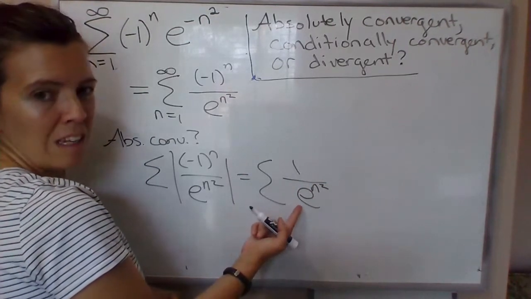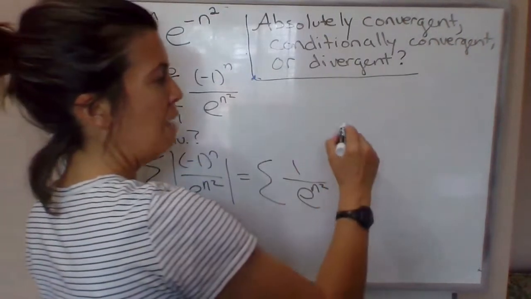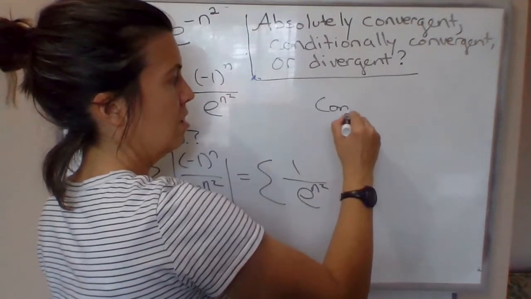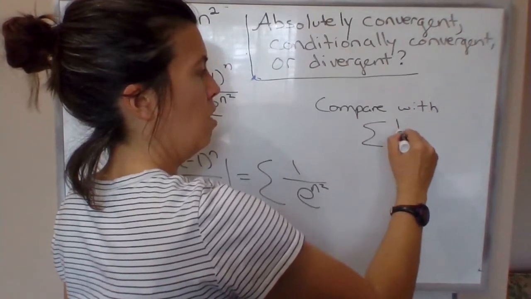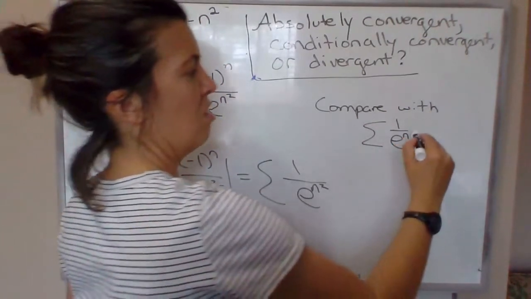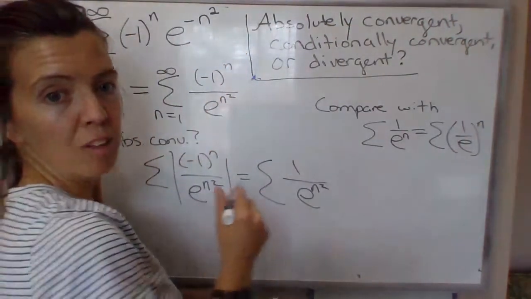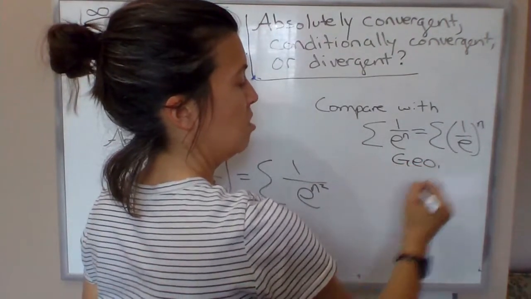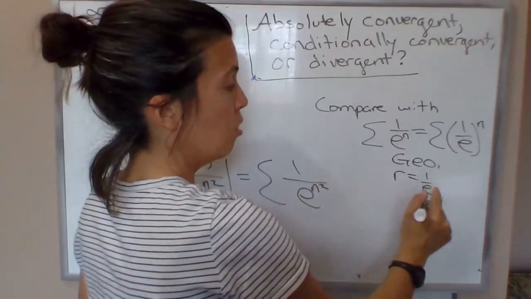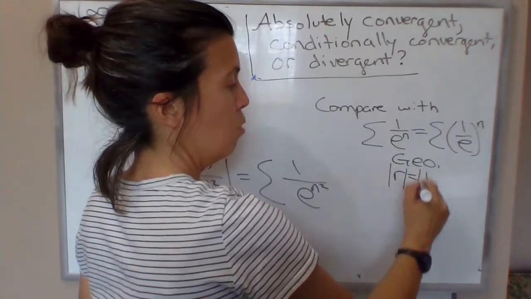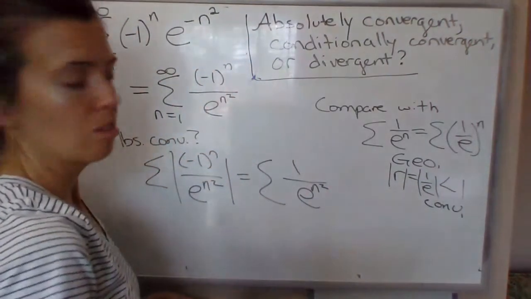Now we've got to think about how we want to test that series. I'd like to compare that with 1 over e to the n. That can be written as 1 over e to the n. That's a geometric series where r is equal to 1 over e. E is about 2.7, so the absolute value of r would be less than 1. So this is a convergent geometric series.